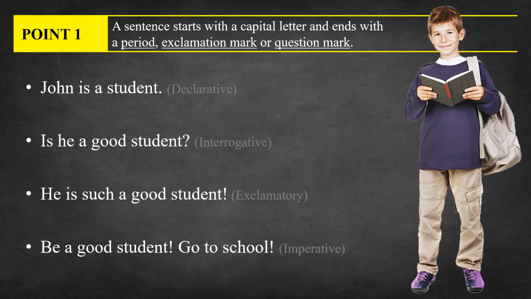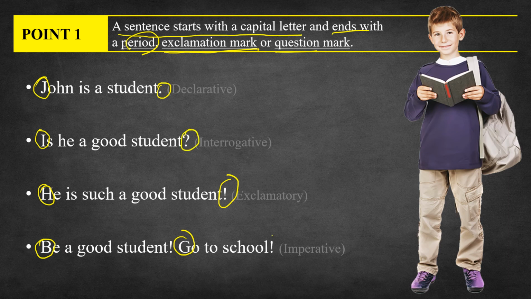Point 1. A sentence starts with a capital letter. Okay, all the sentences have to start with a capital letter, and end with either a period, just like this is a period, an exclamation mark, this is an exclamation mark, and a question mark. This is a question mark. A sentence starts with a capital letter and ends with a period, exclamation mark, or a question mark.